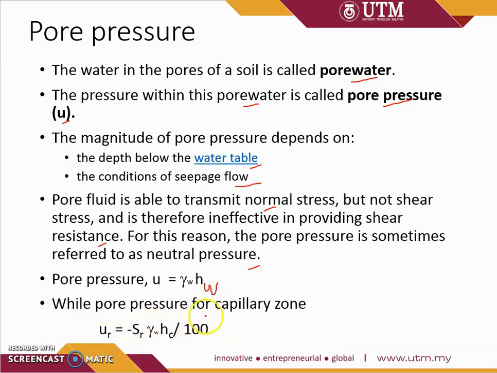Okay, while the pore pressure for the capillary zone is a negative pore water pressure, denoted as u sub c, equal to negative saturation S_r times gamma water times the height of capillary rise, divided by 100. If the saturation is already in decimal, there is no need to divide by 100. Later I will recap what the capillary zone is.